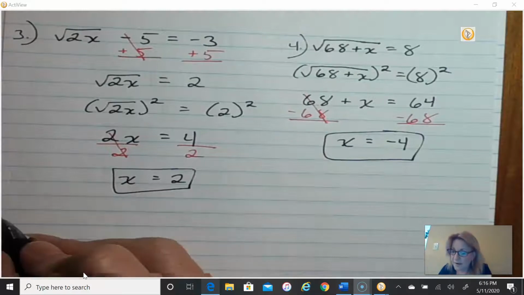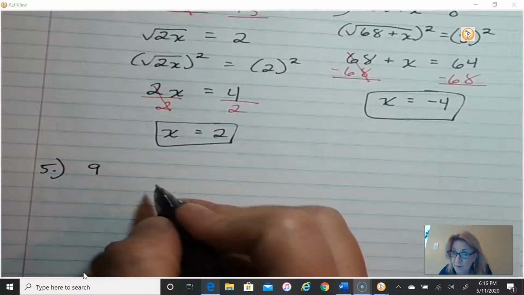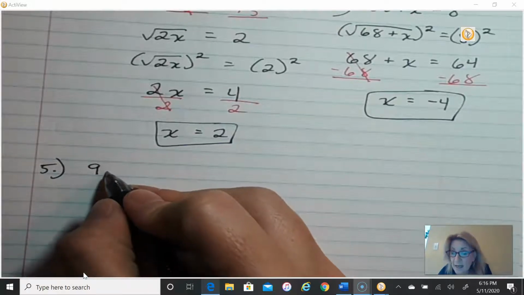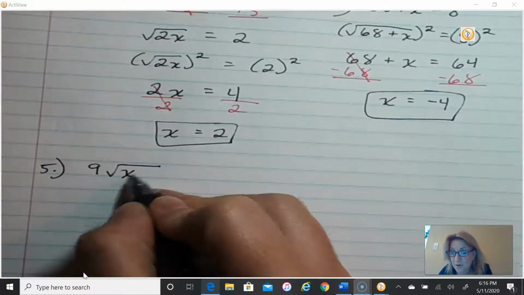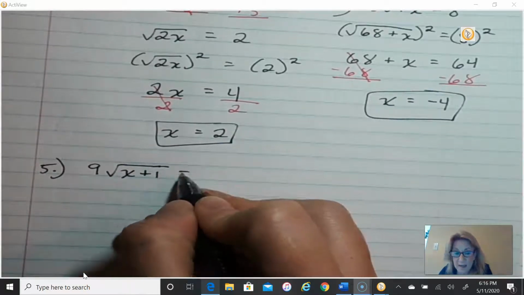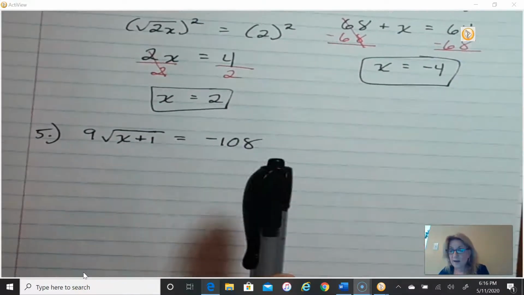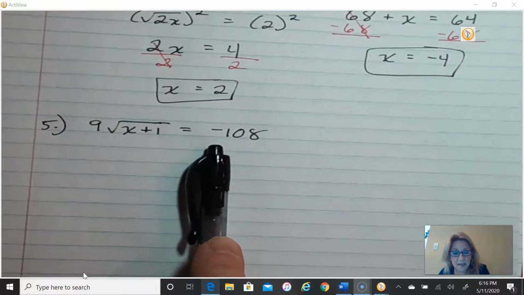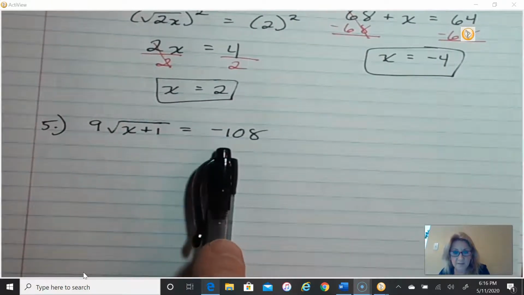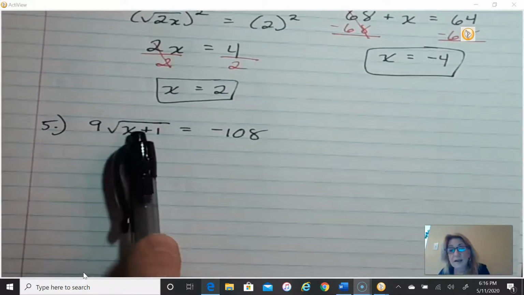Okay, number 5. This is going to be a little weirder. 9 times, notice how I read that, 9 times the square root of x plus 1 equals negative 108. Okay. Just because there's a negative over there does not mean it's no real solution. You have to first isolate the radical.